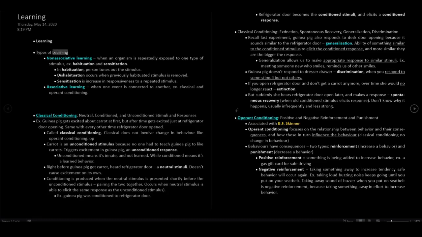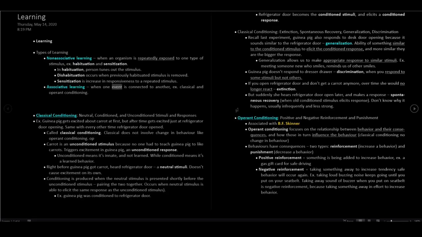Types of learning. Non-associative learning is when an organism is repeatedly exposed to one type of stimulus: habituation and sensitization. In habituation, a person tunes out the stimulus. Dishabituation occurs when a previously habituated stimulus is removed. Sensitization is an increase in responsiveness to a repeated stimulus.